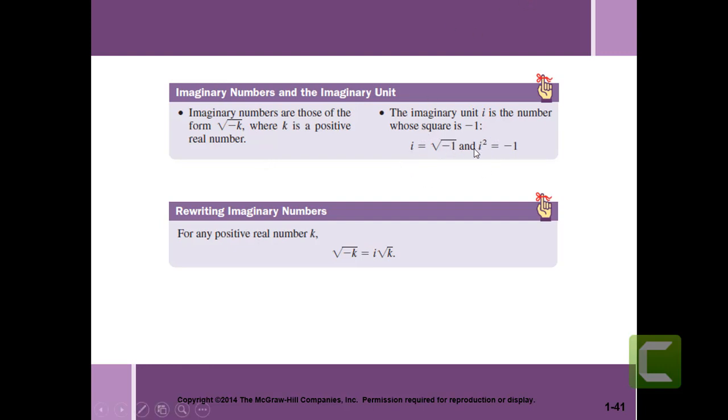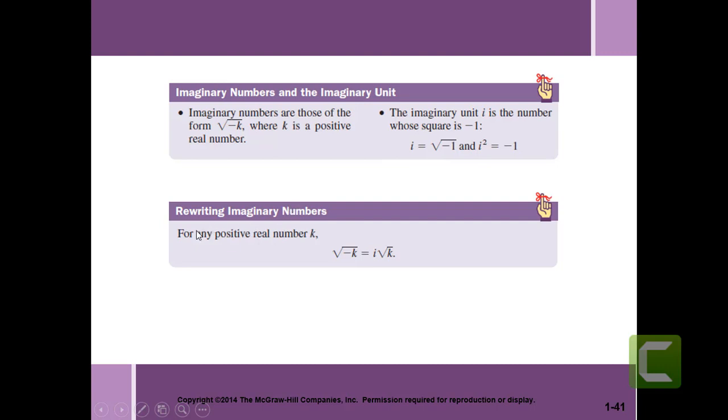So if we take i squared, well, that's going to be the square root of -1 times the square root of -1. And so that becomes the square root of -1 squared, which then cancels out, and you end up with -1. So i squared is -1. Okay? So this is the basic stuff you need to realize and remember.